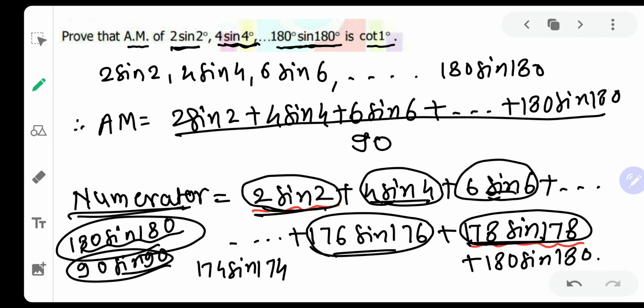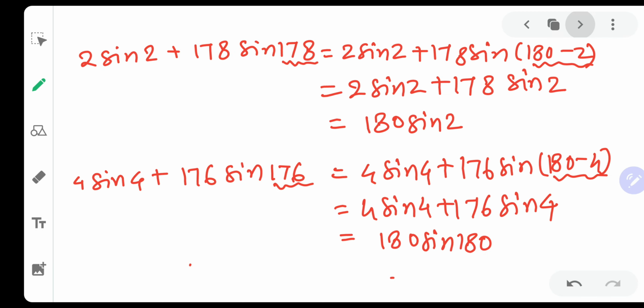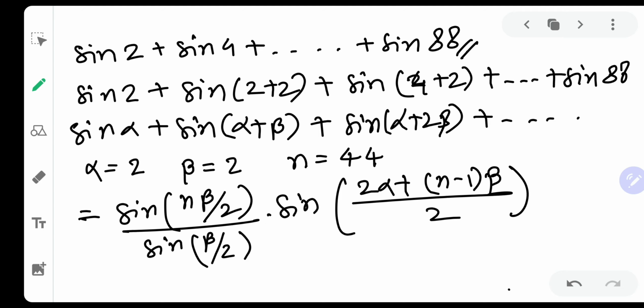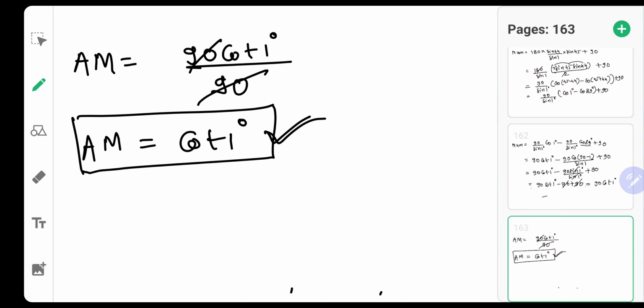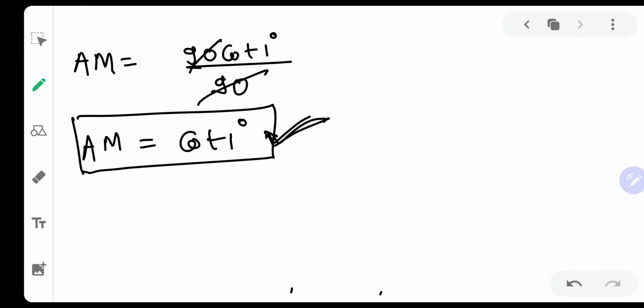So in this way we have calculated the AM of 2 sin 2, 4 sin 4 up to 180 sin 180 by utilizing the concept of AM and sine AP series, of which you should know the formula: sin of n beta by 2 upon sin beta by 2 into sin of 2 alpha plus n minus 1 into beta by 2, where alpha is the first term, beta is the common difference, n is the number of terms. Hence the answer for this question is cot 1 degree, which is proved.